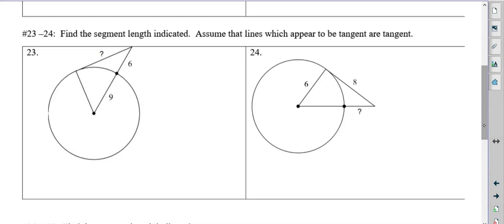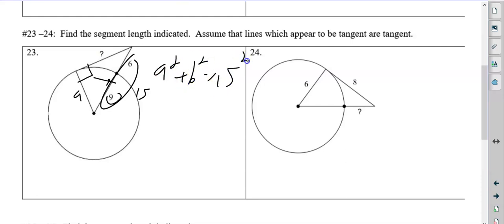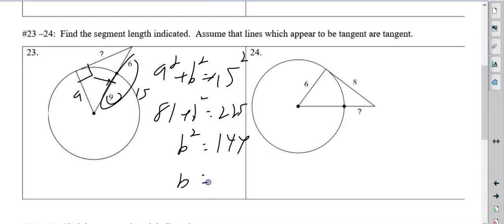Find the segment length indicated, assume lines that appear tangent are tangent. Okay, so if that's the case, this is a 90-degree angle. Okay, if this is 9, this is 9, this is 15. This is the hypotenuse. So basically it's 9 squared plus b squared equals 15 squared. So 81 plus b squared equals 225. B squared is 144. So b is 12. And that is less than the hypotenuse, so that makes total sense.